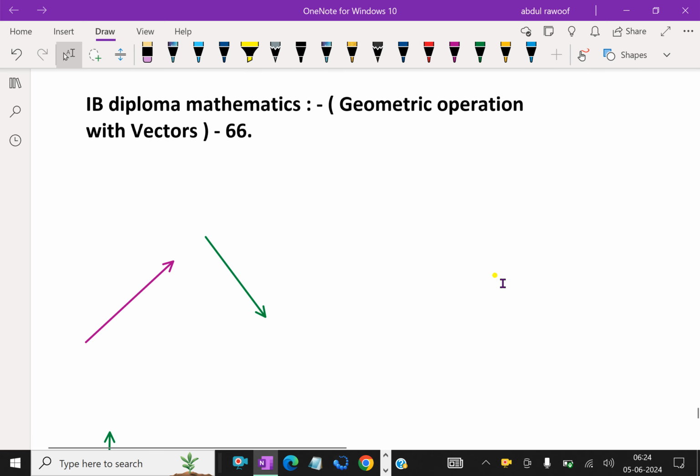Welcome to aminacademy.com in IB Diploma Mathematics regarding geometric operations with vectors. First, we'll discuss vector addition.